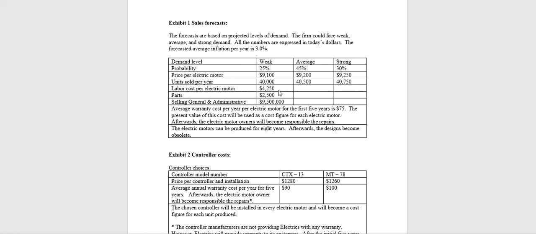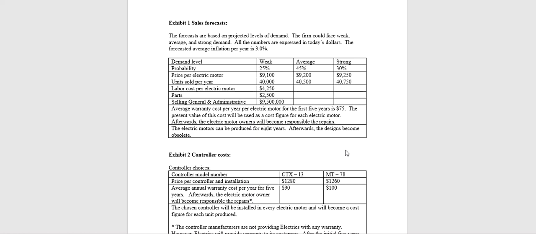$4,250 per motor, $2,500 per motor for parts, a fixed cost of $9.5 million for SG&A. For the controller part of the cost, $1,280 per unit, per motor. And then you have the warranty costs. For the CTX version, $165 a year for 5 years. For the MT78 version, $175 a year for 5 years.